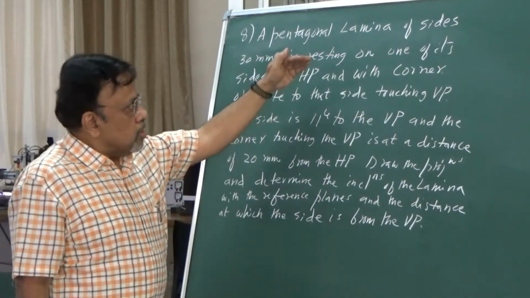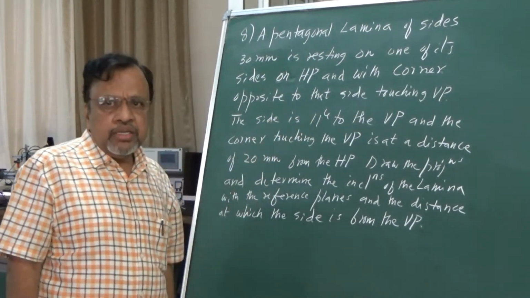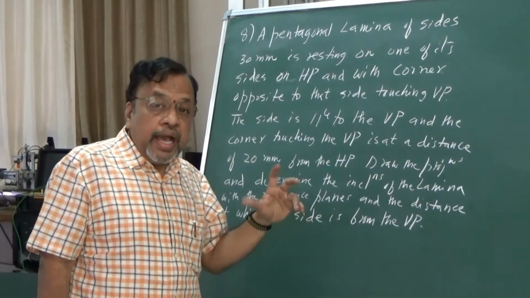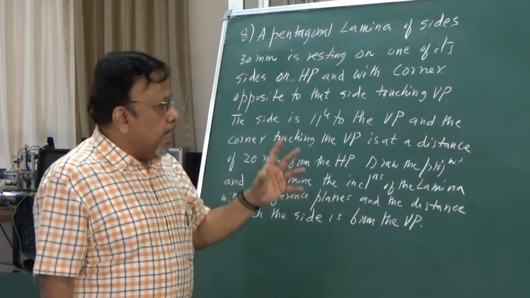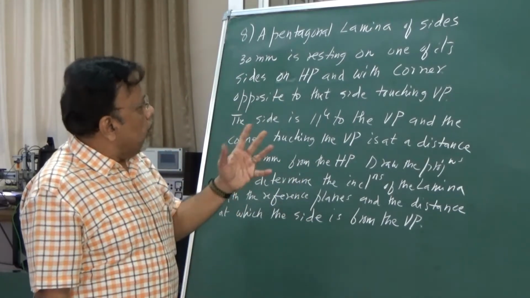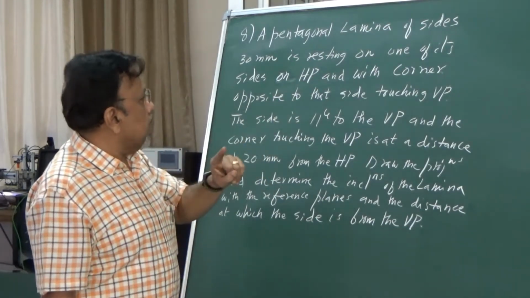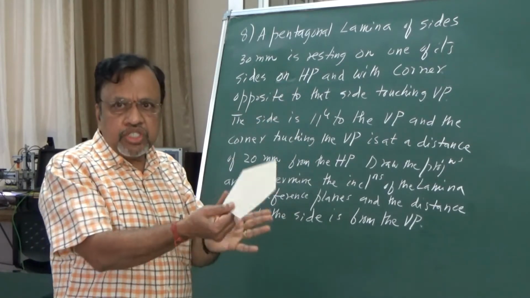If we read this problem, we can see that I have never mentioned any surface inclination. That is, I have given these inclinations indirectly. And again, as you can see here, how do you start? Because always that is the hitch now. Anyway, it is given that it is resting on one of the sides on HP. Let us demonstrate this.